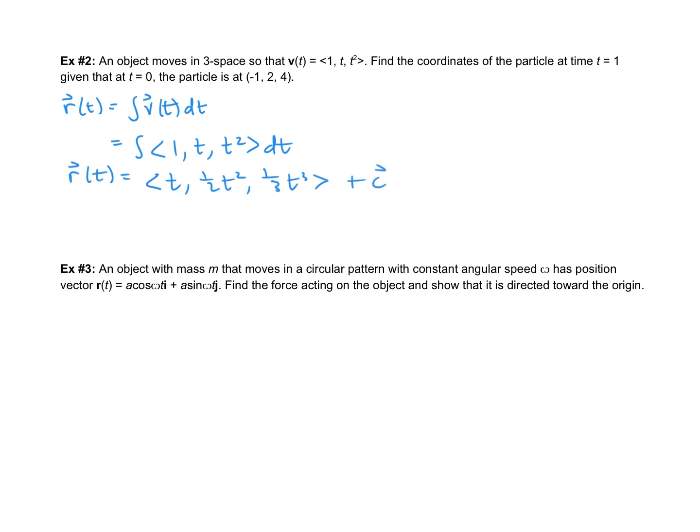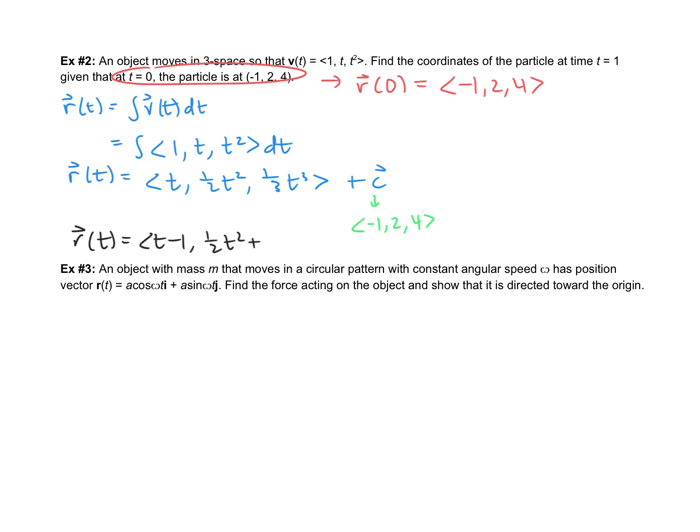But then we have some initial conditions as well. From this information, we know that r of 0 is -1, 2, 4. Remember, r is a vector valued function, so our output needs to be a vector. If we use that, that tells us that c is -1, 2, 4. Hence, we get our position function to be t subtract 1, 1/2 t squared add 2, and 1/3 t cubed add 4.